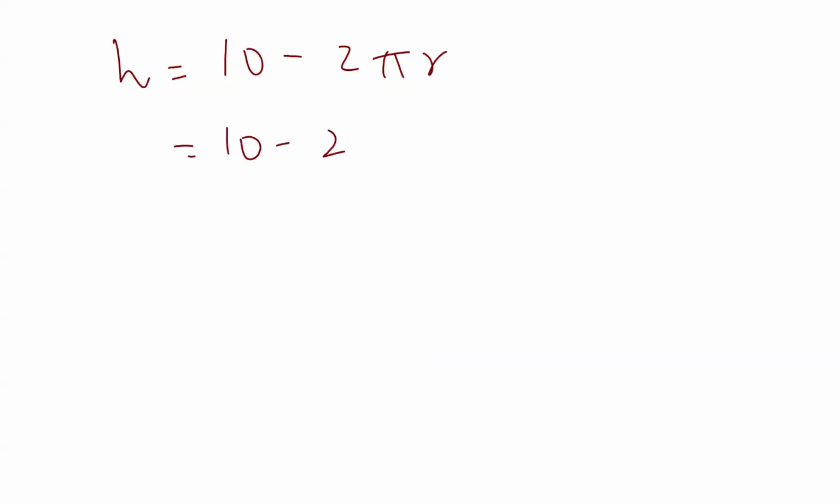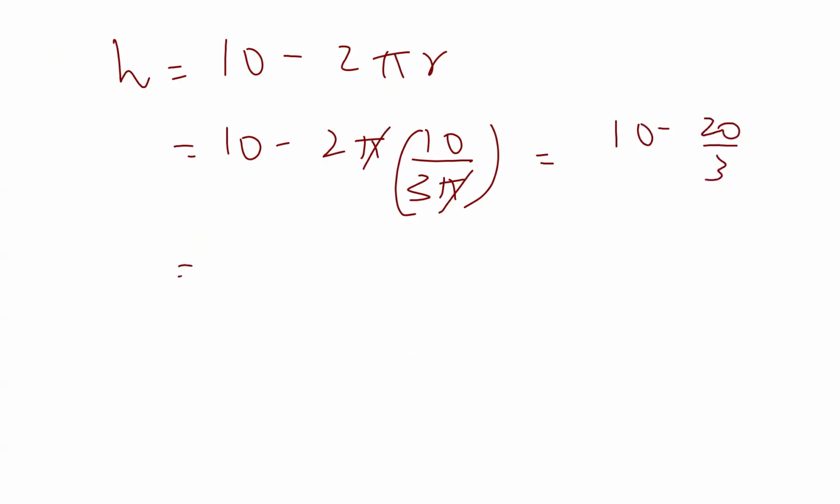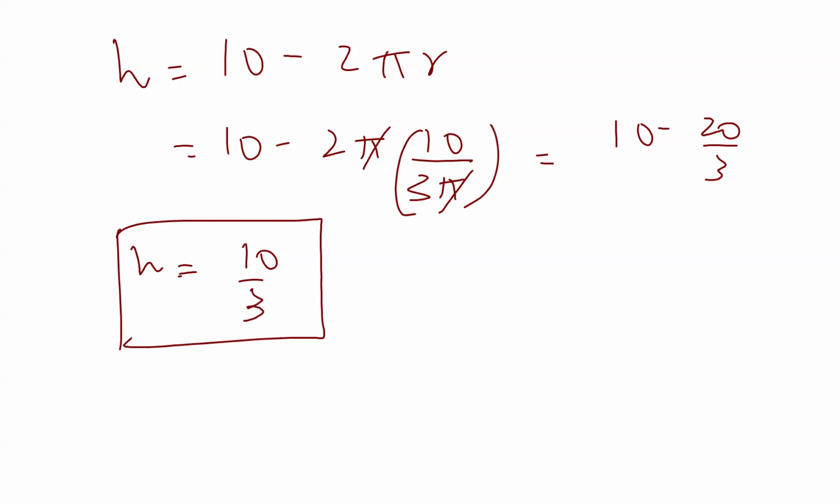Now put the value of r over here as 10 by 3 pi. So pi is getting cancelled. So 10 minus 20 by 3, which is equal to 30 minus 20, 10 by 3. I got the value of h as 10 by 3. This is the vertical height of the cylinder. Units you can mention whatever the units are there in the problem.